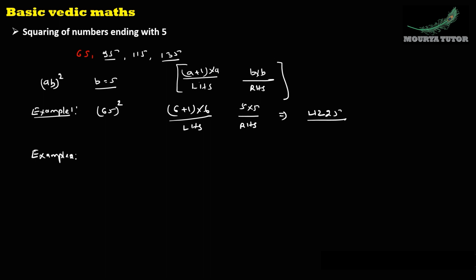Example 2. Let's suppose you have to square 95. Then how will you do it? We will do it in our mind only. We don't need to write this 9 plus 1 into 9, that will be the LHS. We will write the final answer here in our mind only. So it will be 10 into 9, 90, and 5 into 5, 25. So the final answer will be 9025.